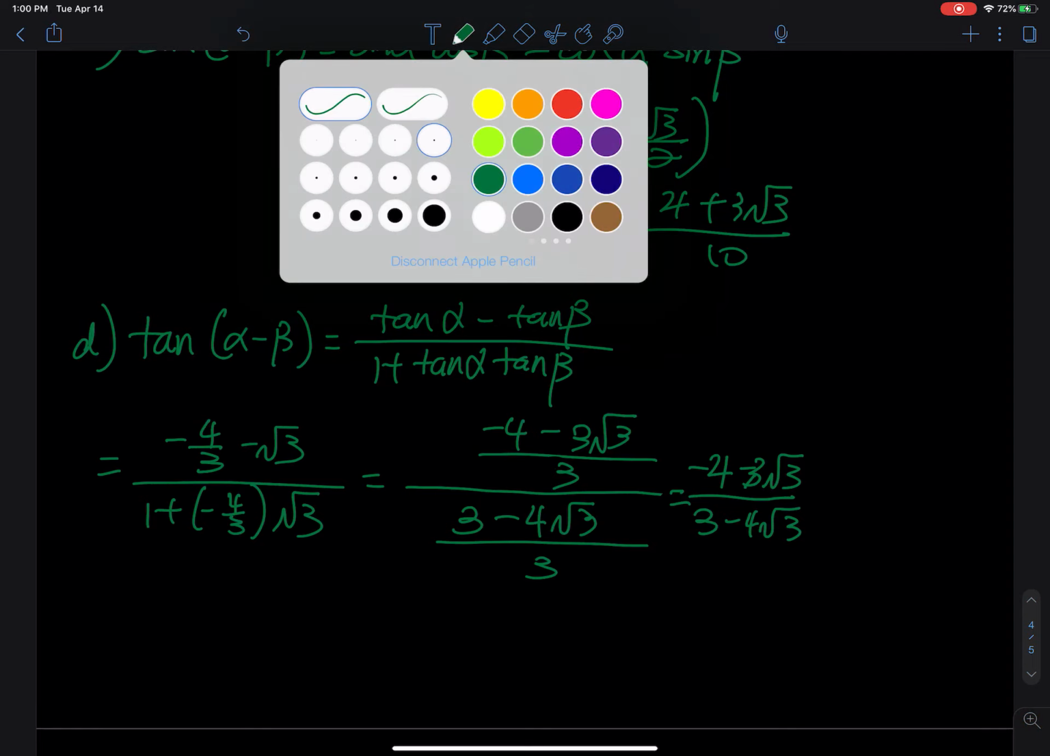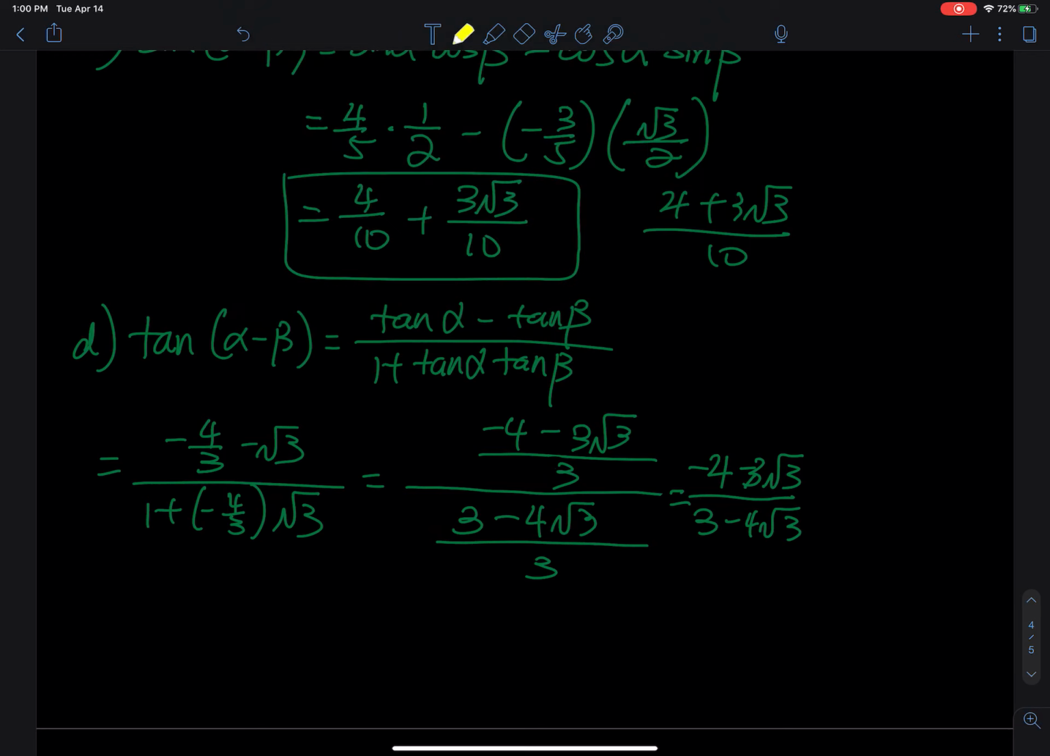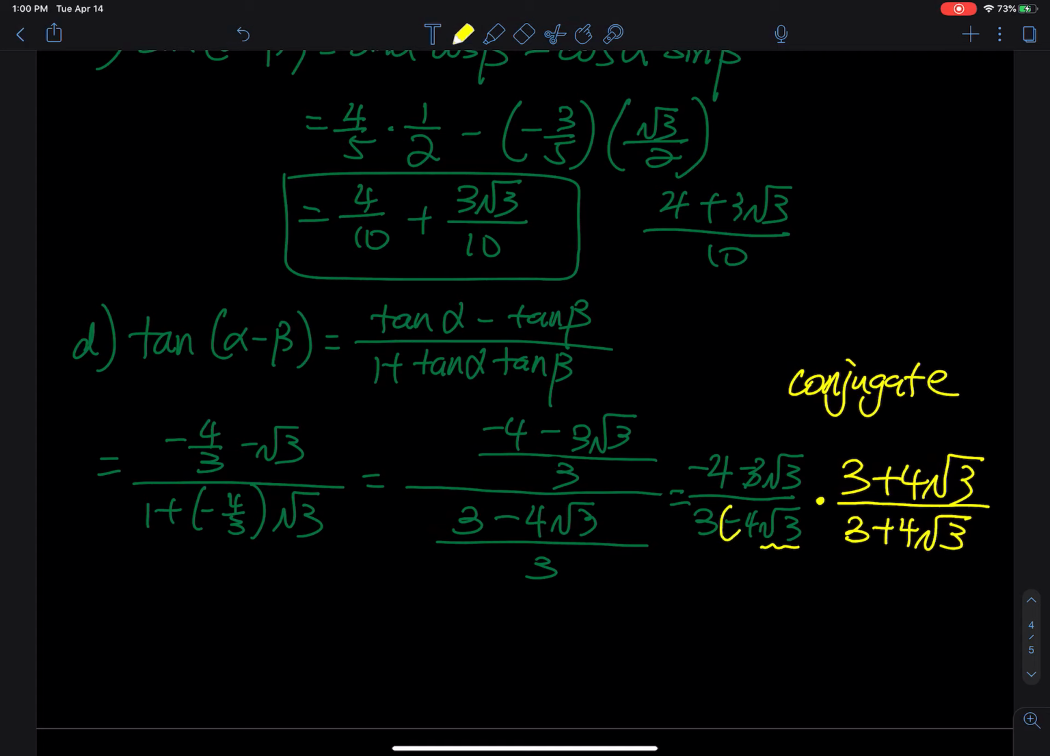So what you have to do is multiply by a conjugate to get rid of the square root in the denominator. So the conjugate is 3 plus 4 root 3. This is called the conjugate. What is a conjugate? Conjugate means you take the opposite sign of the denominator. I don't care what's on top. I only care about the denominator, all right? So if that is a minus, you take a plus. If this is a plus, then you take a minus. These two signs must be opposite.